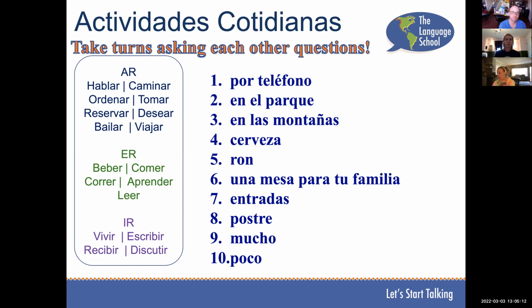¿Bailas en el parque? Sí, bailo en el parque. Viajar en las montañas. So you have to do something to viajar. ¿Viajas en las montañas? Exacto. Viajas. Sí, viajo en las montañas. B and ER, so ES. ¿Bebes cerveza? No bebo cerveza.